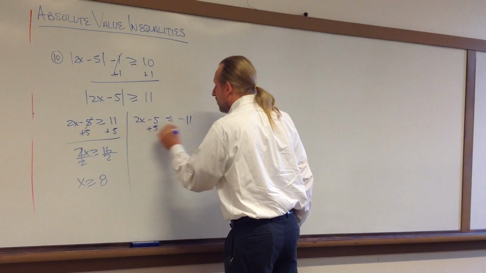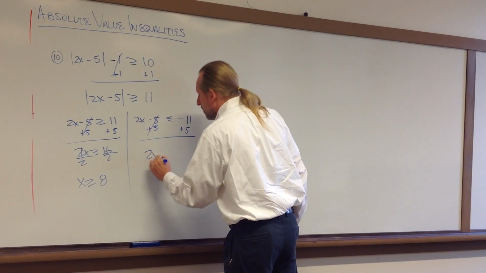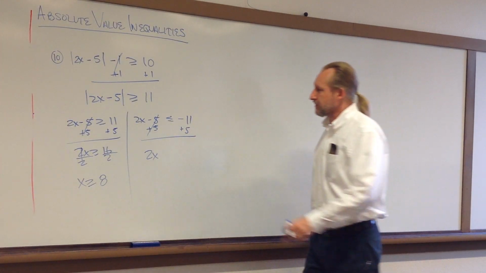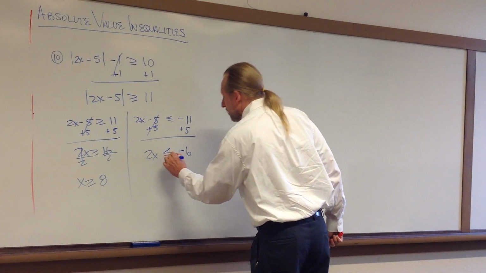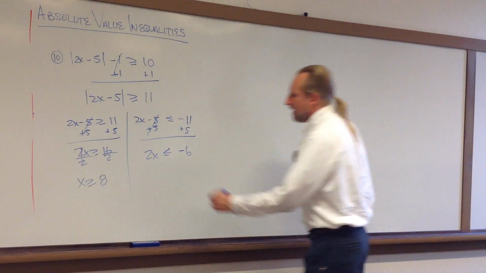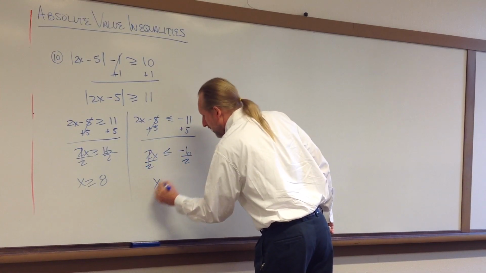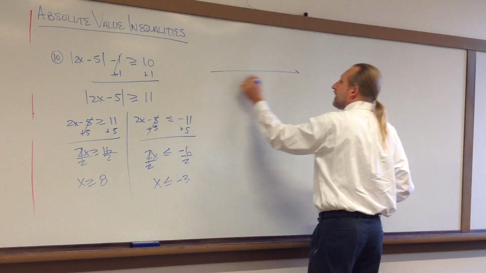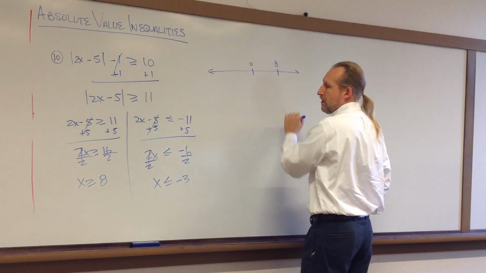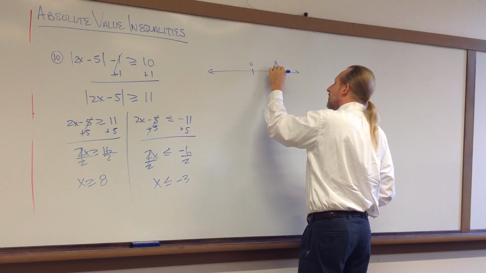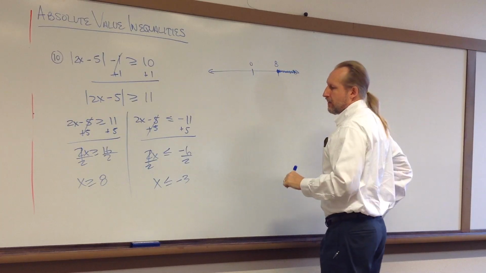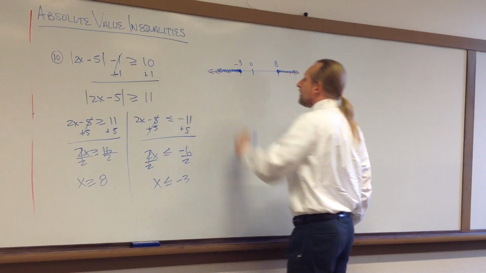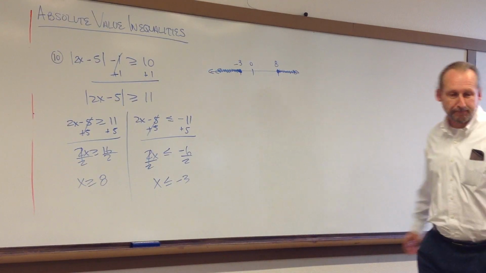And then over here, what do we get? Now again, if you're kind of shaky with your positives and negatives, please use the calculator. Make sure that you get this value correct over here. Okay? All right, and now we'll divide on both sides by 2. X less than or equal to negative 3. Now notice, like I said, that this is going off in opposite directions. You've got one greater than or equal to 8, and then another one less than or equal to negative 3.